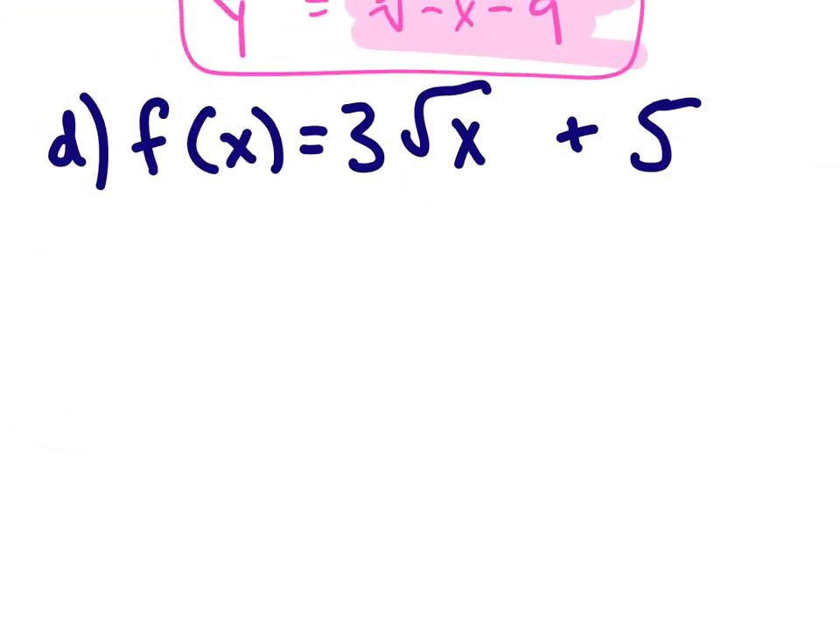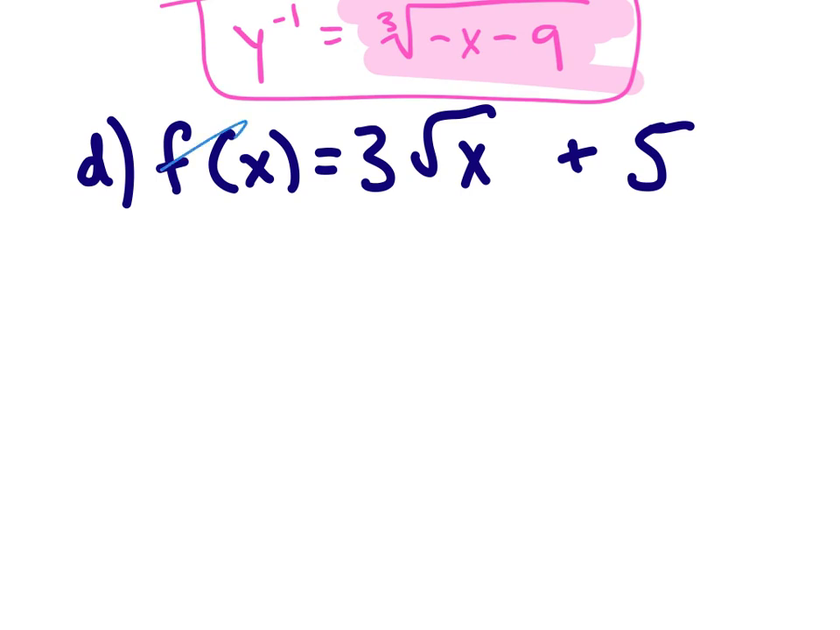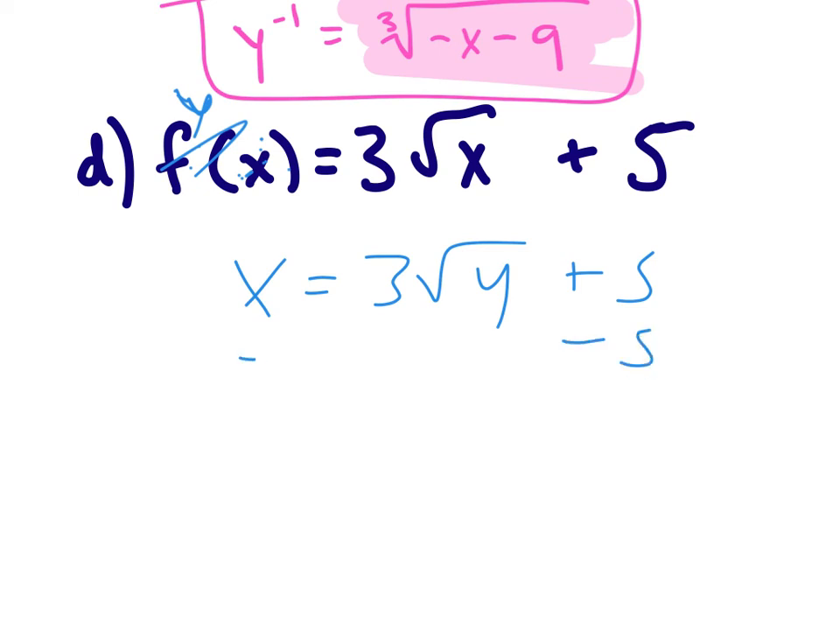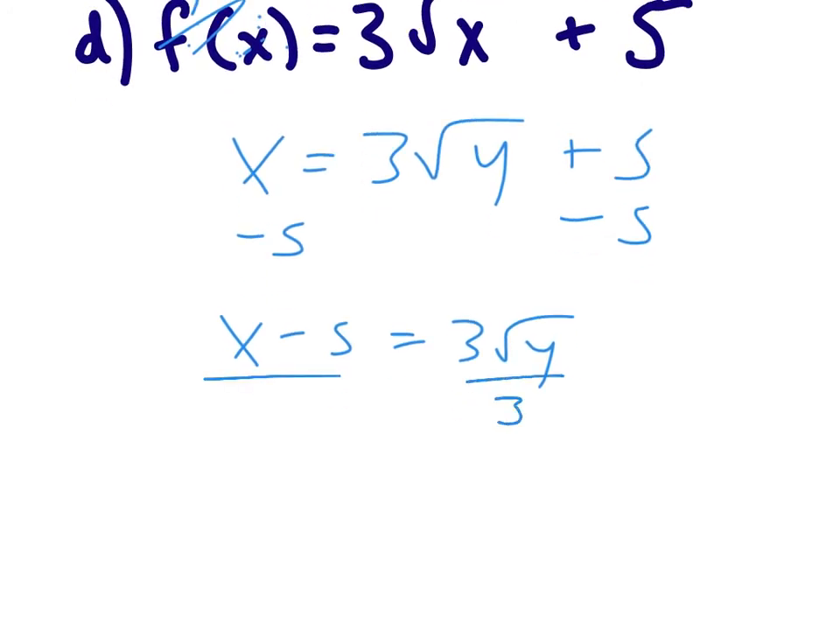All right, let's look at D. Change this to y. So we have x is equal to 3 square root y plus 5. How can we get that y all by itself? Subtract 5. So x minus 5 is equal to 3 square root y. What's next? Divide by 3. So x minus 5 over 3 is equal to square root y.